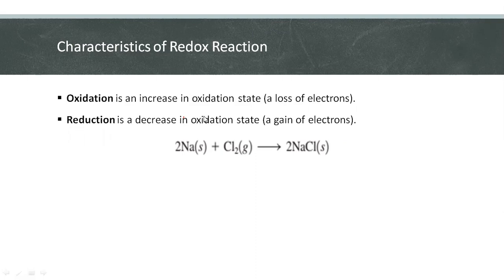Okay, so let's have this reaction of sodium chloride. We're going to determine which is the oxidizing agent and the reducing agent in this reaction. Let's assign first the oxidation state for each element. For sodium, we have 0 since it is a free element, and for chlorine, also 0. In sodium chloride, sodium is +1 and chlorine is -1 since they are monoatomic ions.